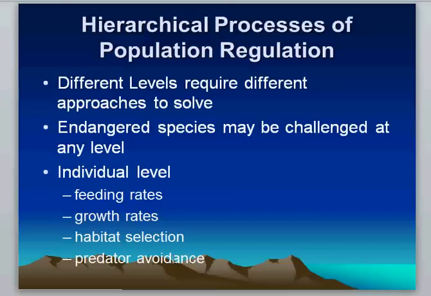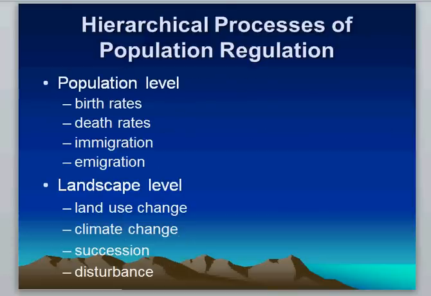Feeding rates and growth rates may be managed at an individual level by supplementary feeding of an individual to allow it to survive. Okay, population level regulation, things that we spoke about earlier: birth rates, death rates, immigration, emigration. These rates will control whether population level increases or decreases.